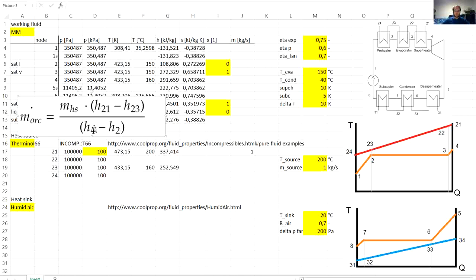Okay, so now we will implement this equation. The mass flow rate of the working fluid for the organic Rankine cycle is the mass flow rate of the heat source, which here is 1 kg per second, multiplied by the enthalpy difference, enthalpy 21 minus 23, and this will be divided by the difference in enthalpies H4 minus H2.